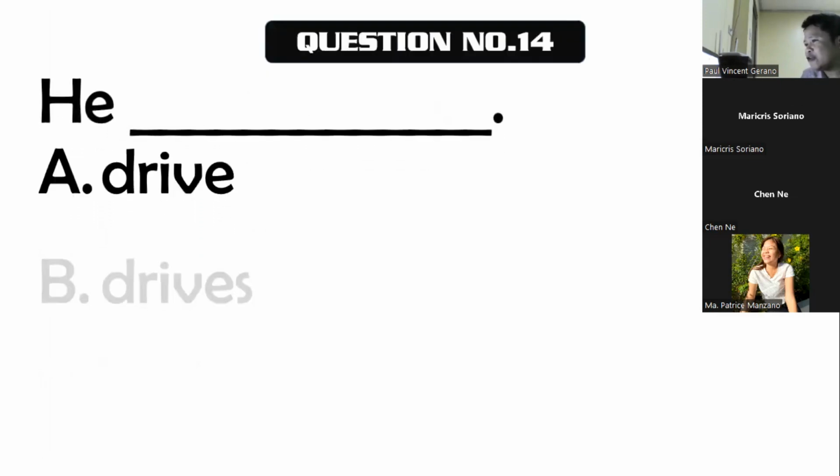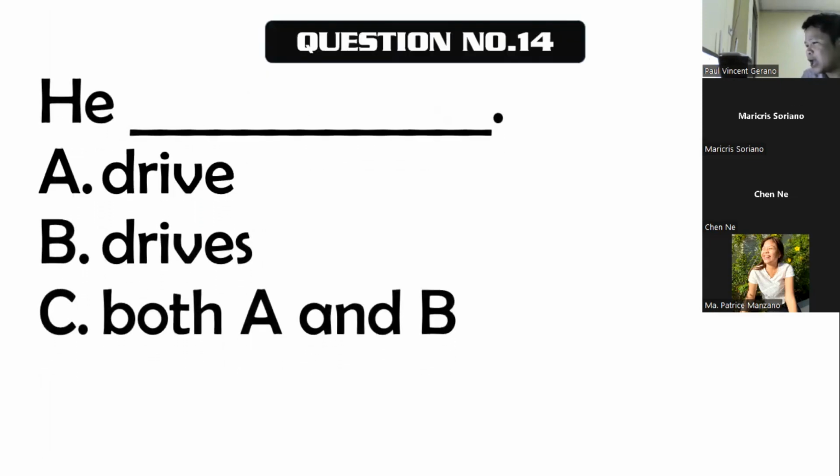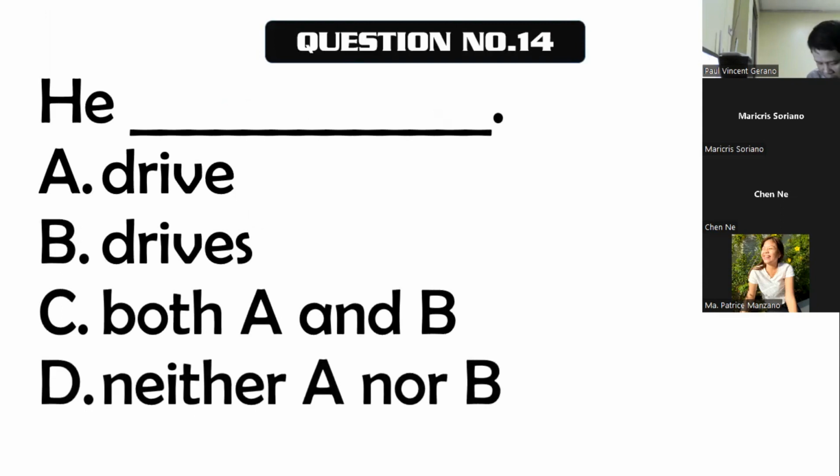He, A, drive, B, drive, C, both A and B, D, neither A nor B. So the answer, this is very basic. Correct. He, pag isa lang, ang verb may S. Okay? Pag marami, they, drive, ang verb walang S.